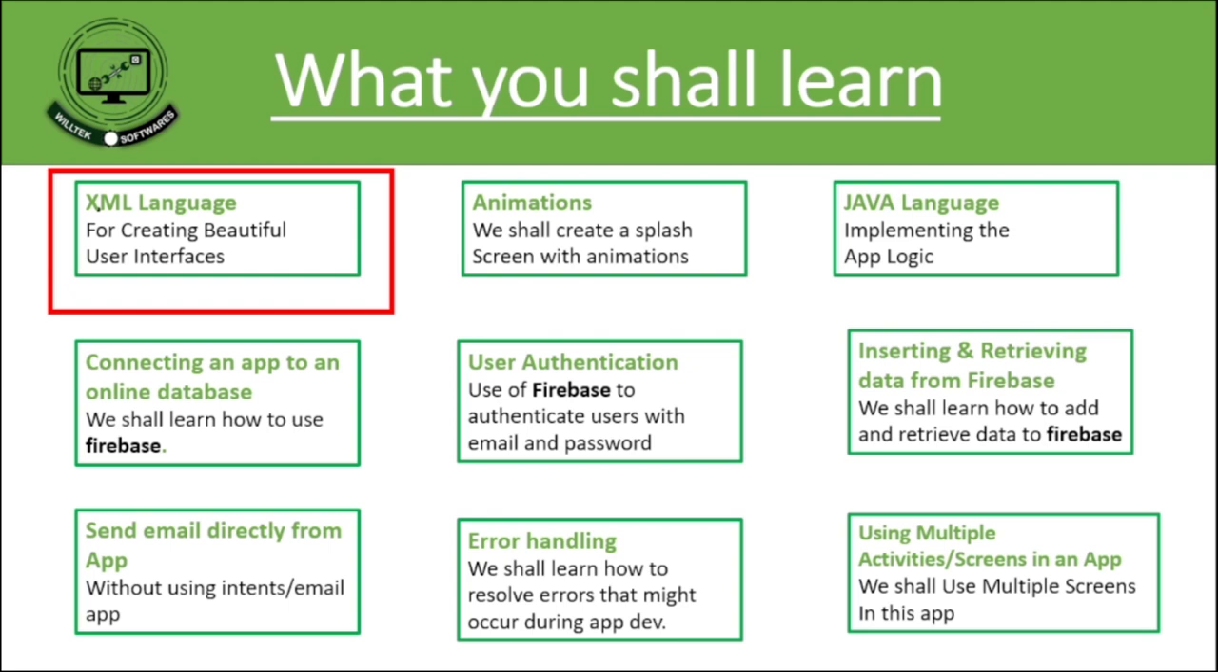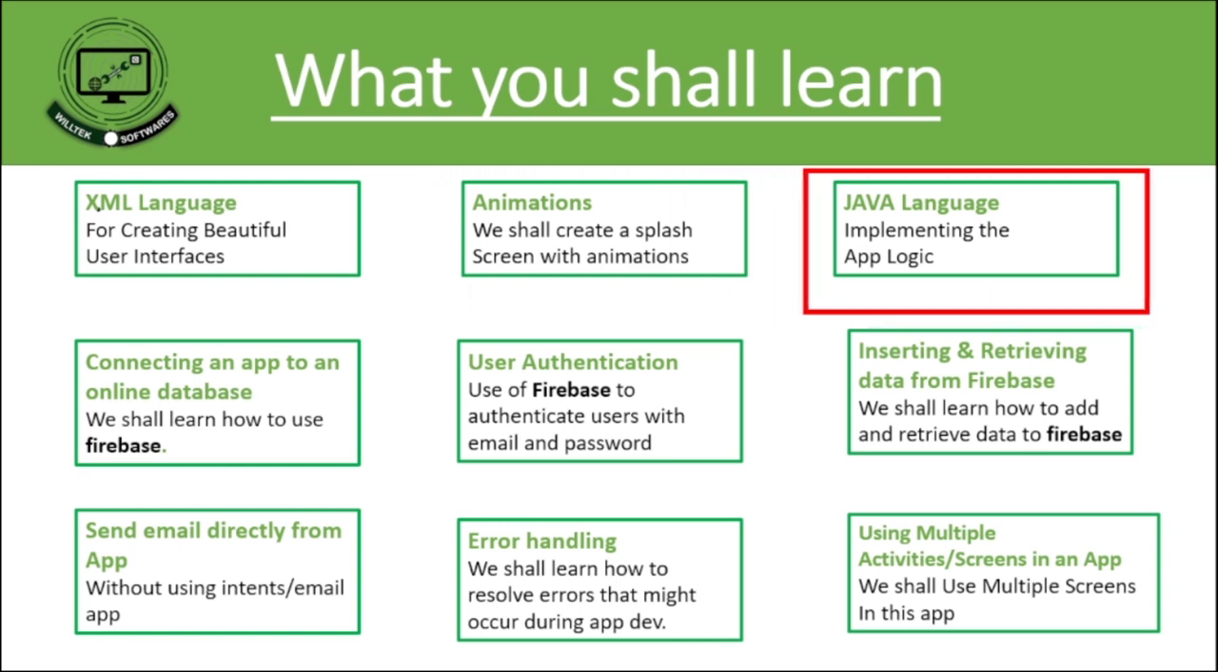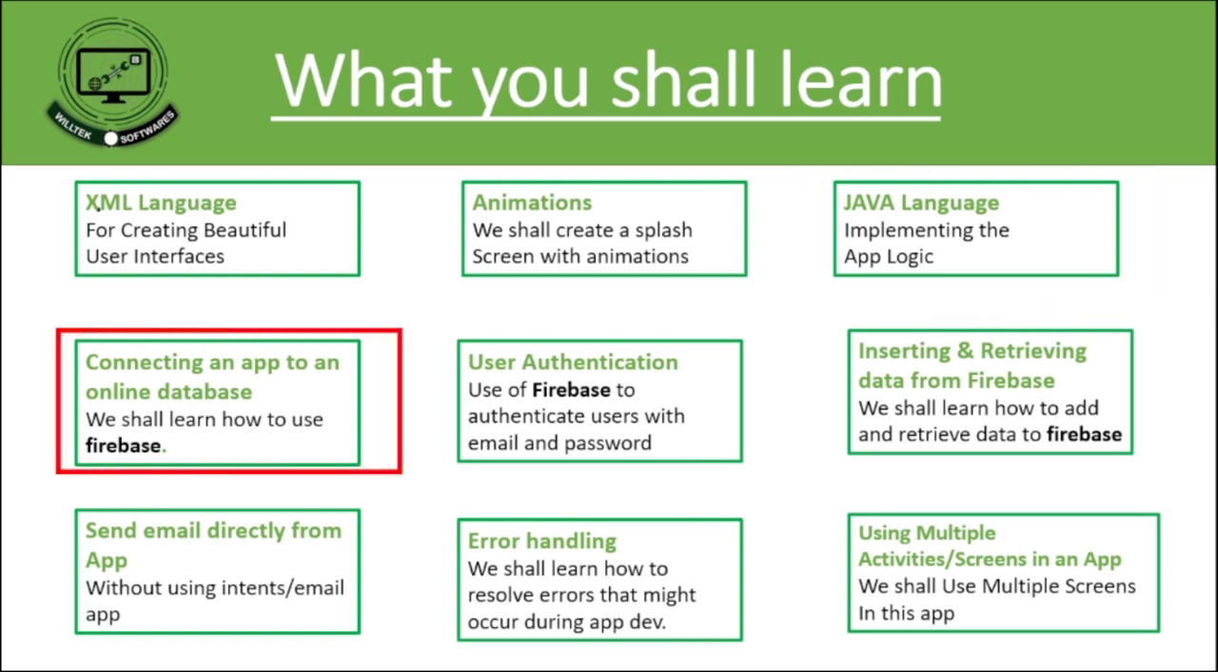Firstly, we are going to learn XML language and how you can use it to create beautiful UIs. We are going to create animations, so we are going to create a splash screen that is going to have animations. We're also going to learn how you can use Java to implement application logic. Then this application, like most applications, is going to require a database, so we are going to connect it to an online database. We are going to use Firebase.